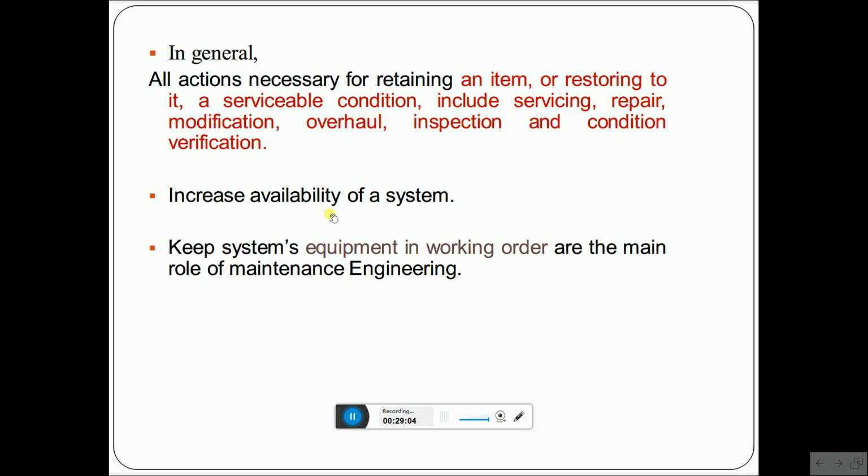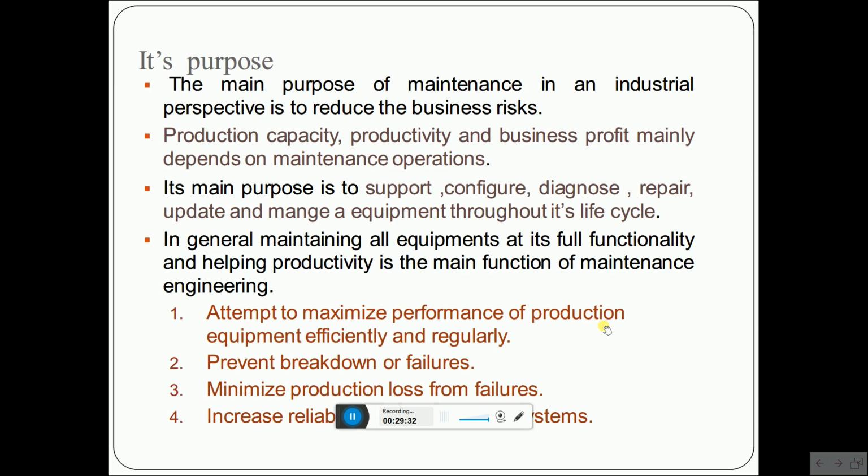So we want to keep systems and equipment in working order, and that's the main role of maintenance engineering. We want to keep the system in functional order. We want to use system availability because we want to keep it functional. Like, it goes back to the same point.